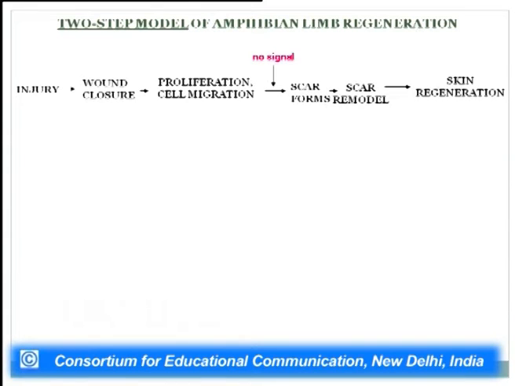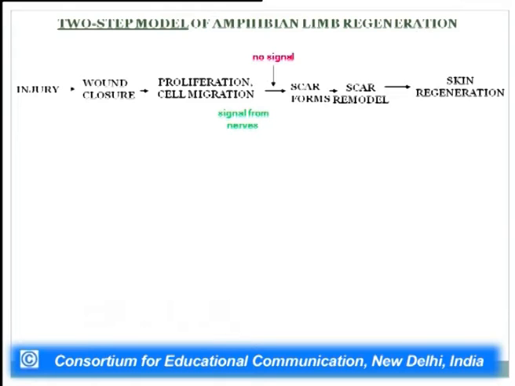There is an injury, then there is wound closure, and after the wound closure there is proliferation and cell migration. So the apical epidermal cap has been formed. If it receives a signal, then only will it go on to form the regeneration. If there is no signal, for example there is no serum or no thrombin, then a scar will form. The scar will remodel and the skin will regenerate, but the limb will not regenerate. Only the stump will be there with a new covering and new skin.